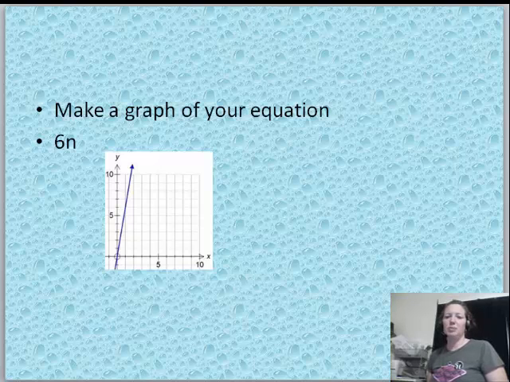Now, on the last page, you're going to take that little piece of graph paper that you were given, you're going to copy down this coordinate plane, and then you're going to make a graph of your chart. So when x equals 1, y is 6. When x is 2, y is 12, so on and so forth. And this will be your graph for the equation 6n.